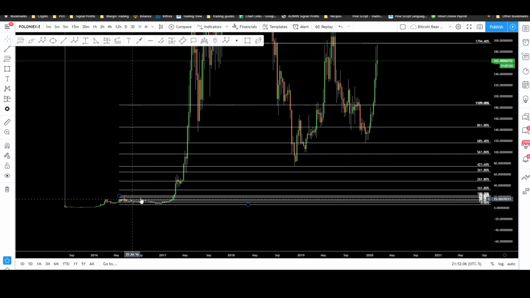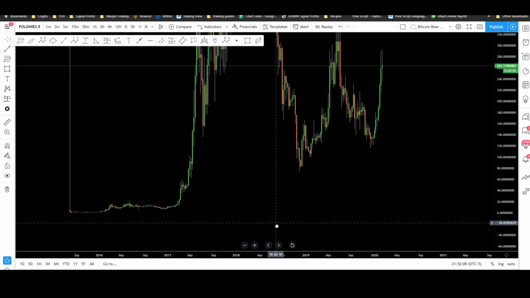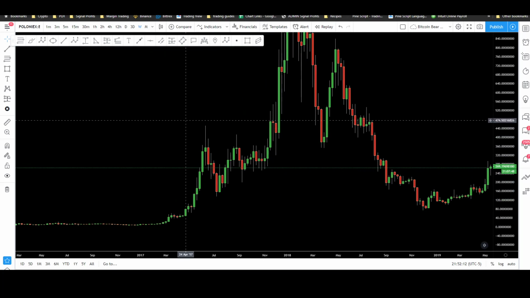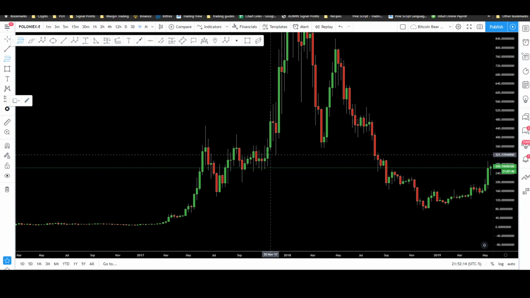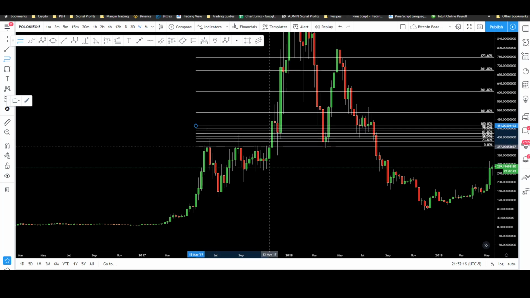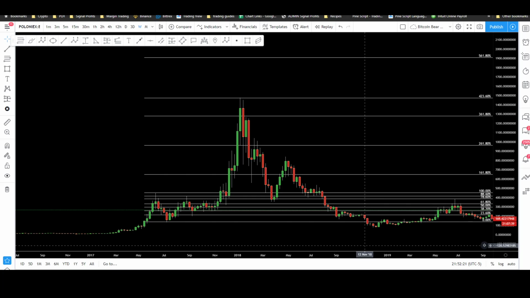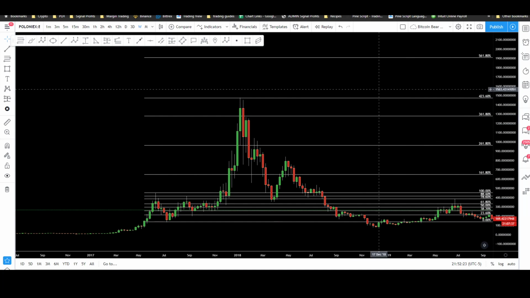And so that's like the smallest impulse possible, okay? And we can use this on Bitcoin. We can use this on a lot of different tools. But again, if we think that this is going to extend, we want to use the high side to the low side. And then we want to target, in this case, the 4.23 fib.